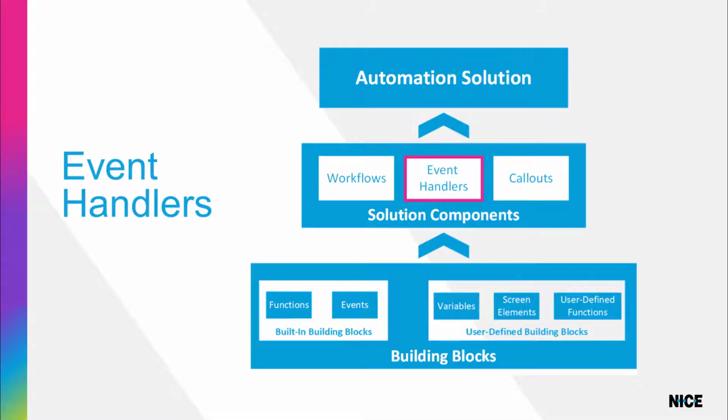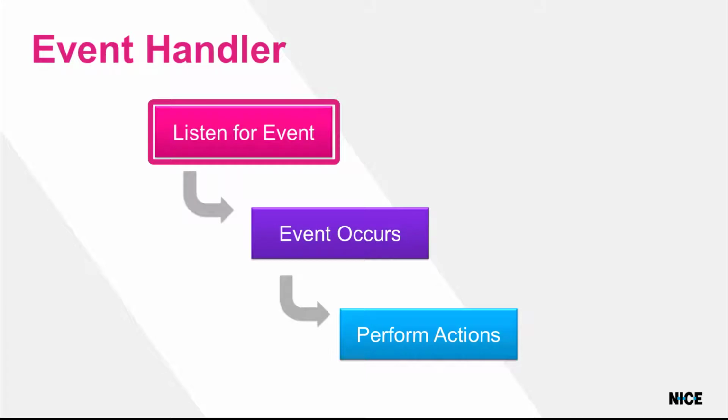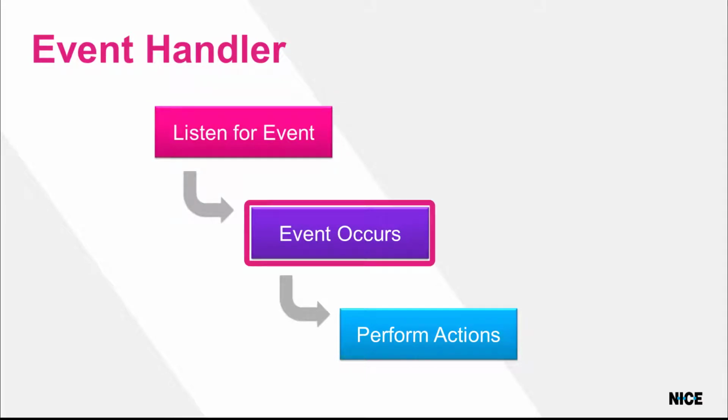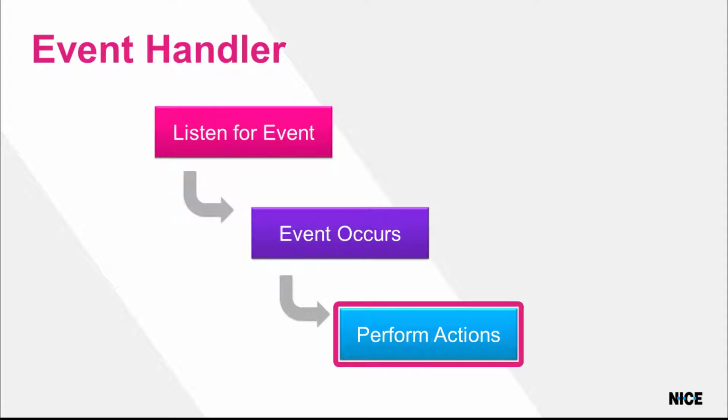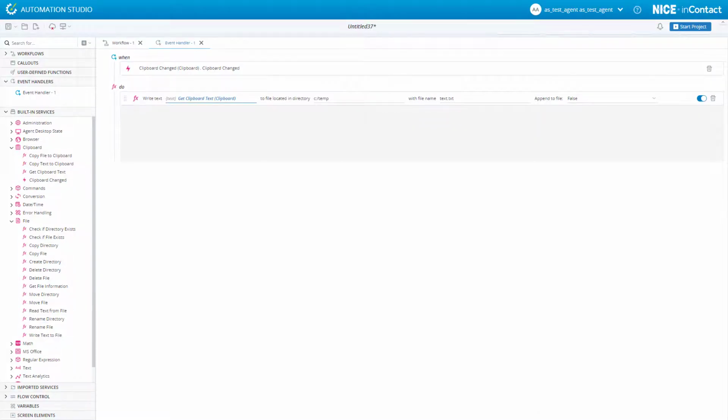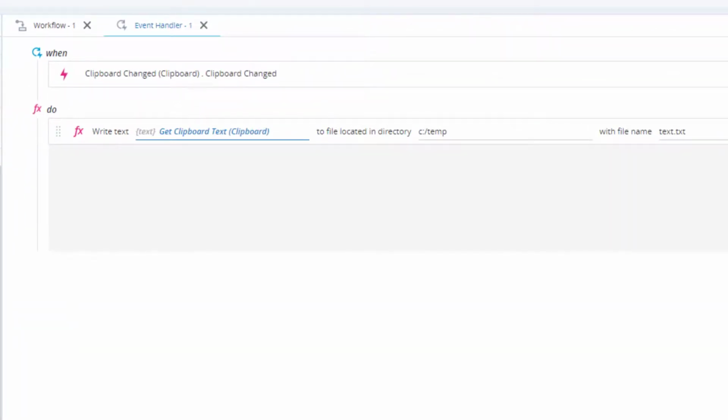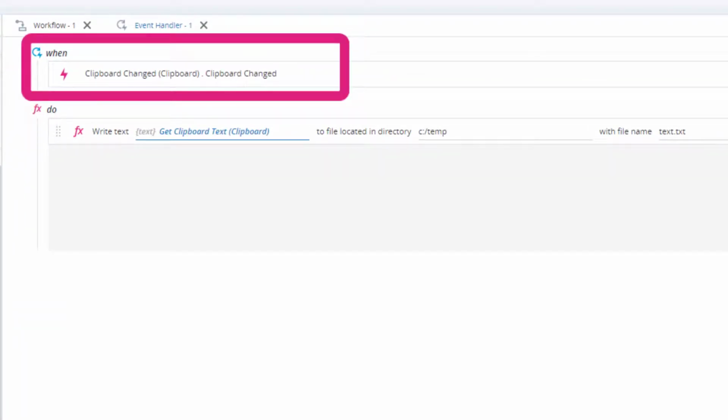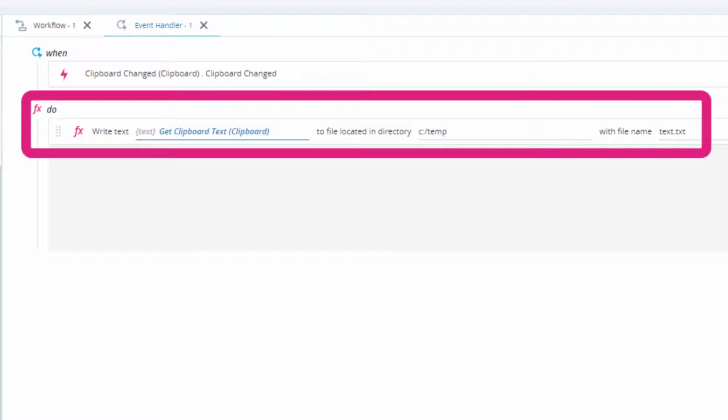The next solution component we will look at is the event handler. An event handler listens for a specified event. When that event occurs, the event handler begins performing the sequence of functions you defined. This event handler waits until the contents of the Windows clipboard change and then writes the new contents of the clipboard to a text file.